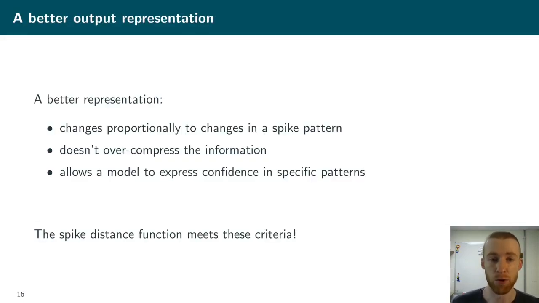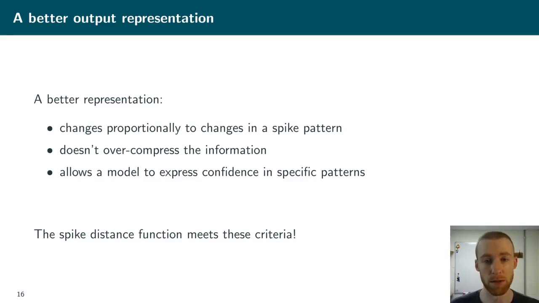And what if we were to go back to the drawing board? When using the binned counts, a small change to the spike's position could have either no effect on the loss signal if it moves within the same bin, or a large effect if it crosses the bin boundary. Instead, we would like a representation that changes proportionally to changes in spike patterns. Additionally, while the binned approach compressed spike information to a single number, we really want a representation that can capture the temporal structure in detail. We also want a representation that does not hinder a model from expressing strong confidence in any specific spike pattern.